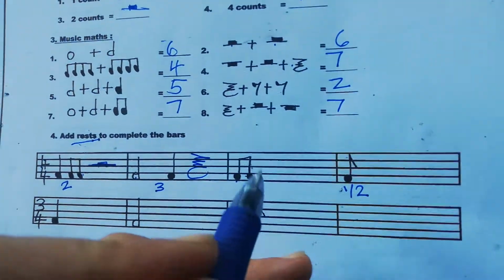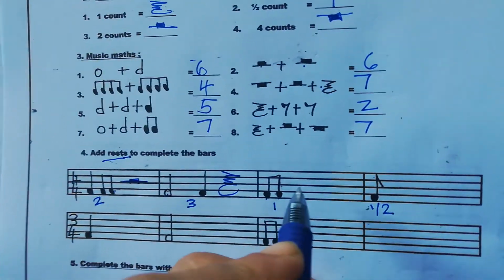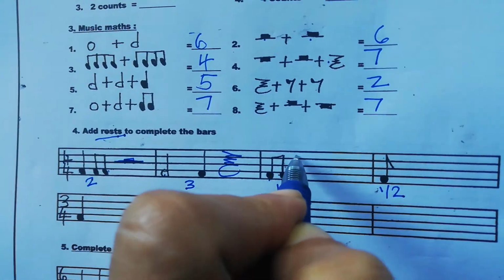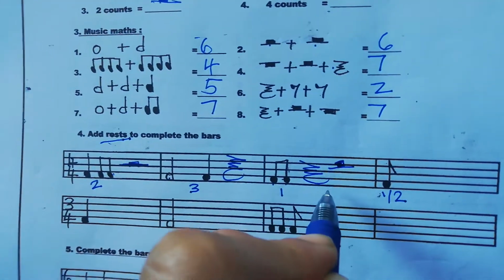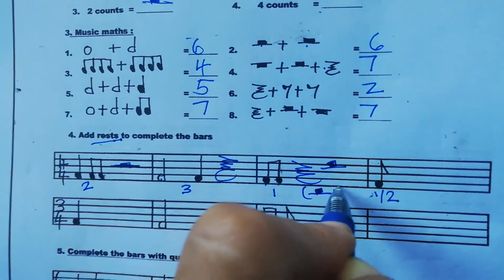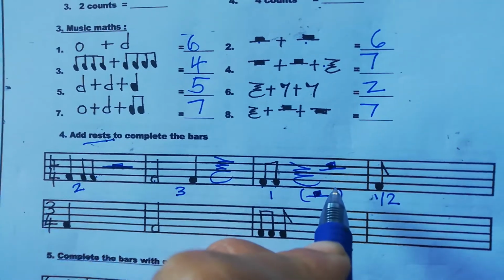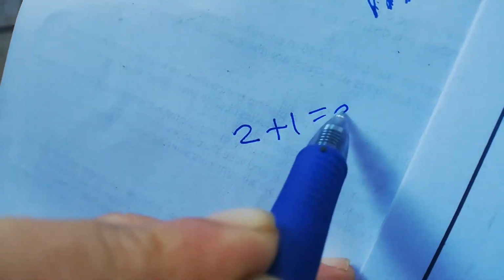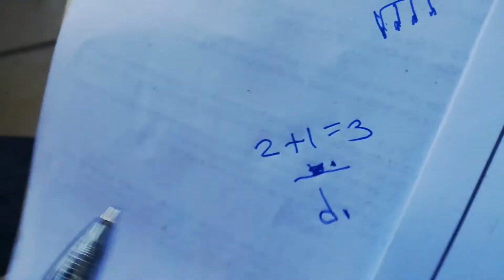4 minus 1 is 3, so we need 3 counts. We can also use dotted notes, but let's just first do a normal one. So we need 3 counts, a crotchet, and a minim rest is correct. Okay, we could have also done a dotted minim, which is worth 3 counts on its own. Okay, so how to work out dotted notes or rests? The original value plus half the original value. So the minim is normally worth 2. So 2 plus half the original value, 1, equals 3. So that's the dotted minim rest, or the dotted minim note is worth 3.